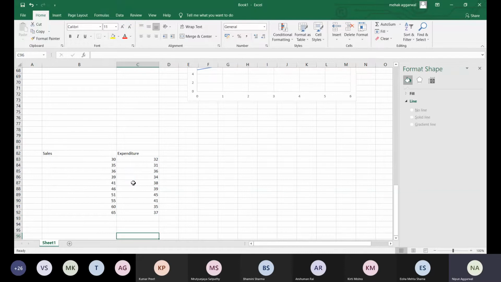Now you want to analyze the effect of expenditure on sales. So let's suppose this will be your x variable and this will be your y variable. Expenditure on sales means you have to find x on y or y on x. The question is we want to analyze the effect of expenditure on sales, so you want to find the expenditure on sales.